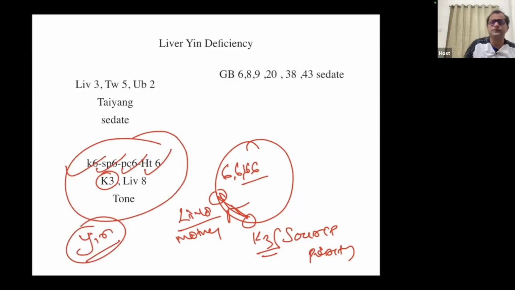Now, but the person is suffering with a headache. What to do? We'll sedate a few points. We will sedate the liver 3. Liver 3 is one of the great points to calm down the entire liver channel. We'll sedate triple burner 5, UB2 and Taiyang. Let me tell you the effect of each of these.